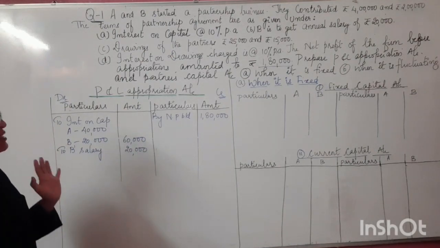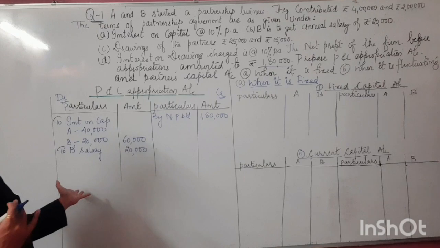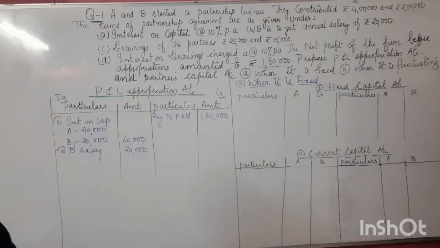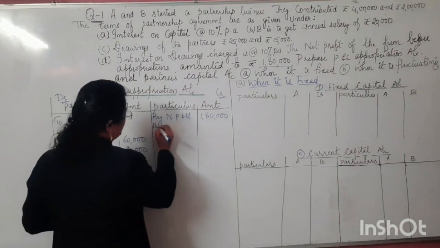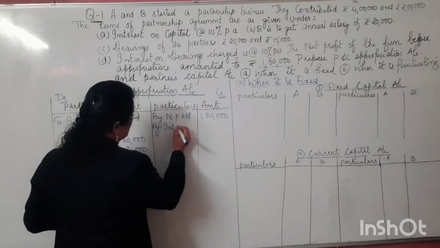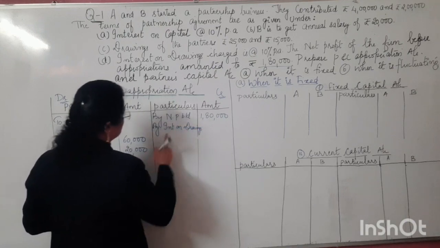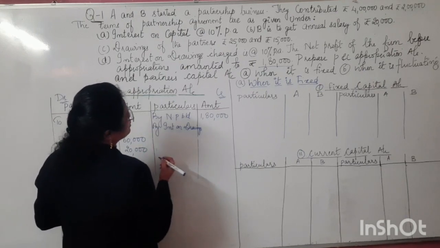That means we have sufficient profits to pay for these appropriations. Okay, now let us check if there is anything else in the question. We can see here that there is an interest on drawings. Interest on drawings is an income from the firm's point of view, and an expense from the partner's point of view. So that's the reason it will come on the credit side.